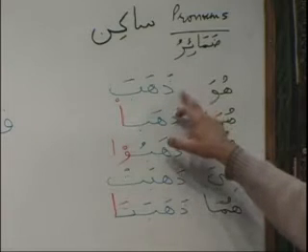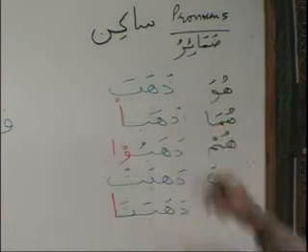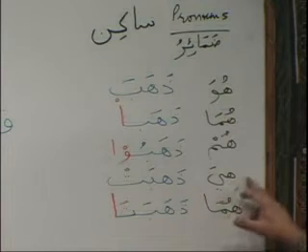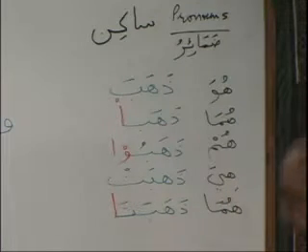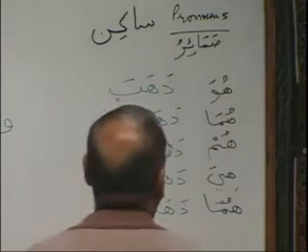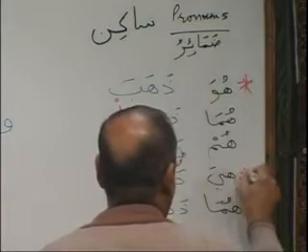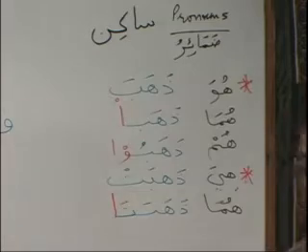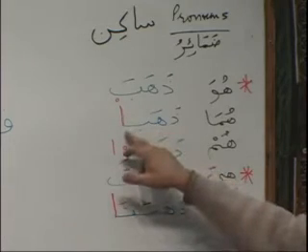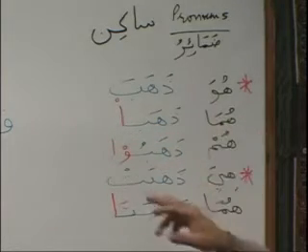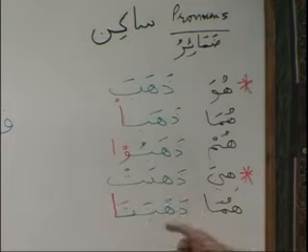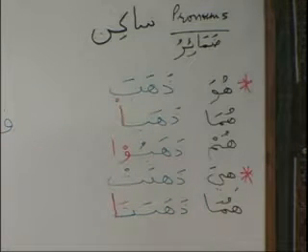Where is the fa'il here? Mustatir. And where is the fa'il here in the hiya? Mustatir. Brothers and sisters? I'll put a circle here. Okay. Now, where is the fa'il here? Aleph. You know it, huh? Where is the fa'il here? Waw. Where is the fa'il here? Ta. What is on them?